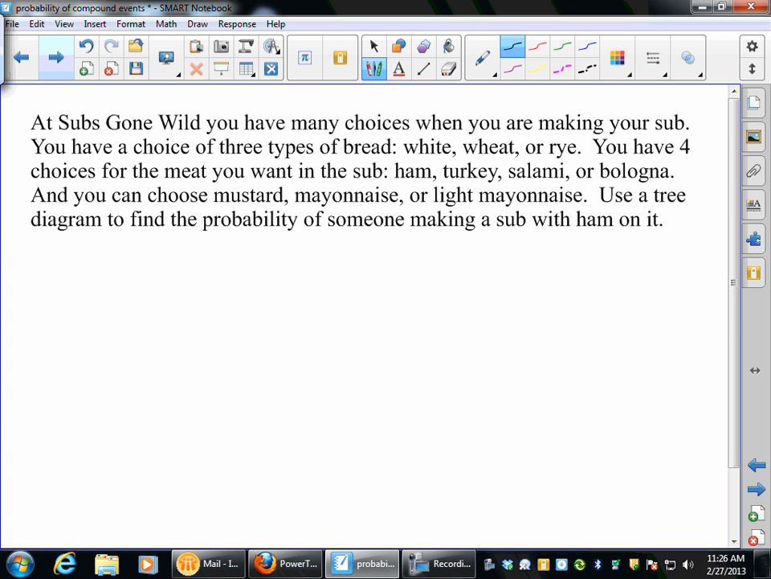Now, there is one limitation to the table. I only have two sides on a table, so I can only use a table if there are only two events. If you look at this problem, sub's gone wild.